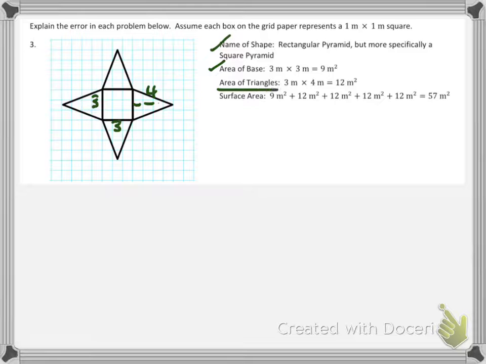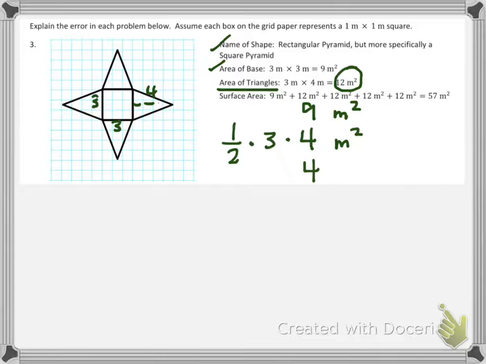Area of the triangles. It should be 1/2 times the base 3 times the height 4. So half of 12 should be 6. This should be 6 square meters, and there are 4 of them. So it should be, the area of the base is 9 meters squared, and then each of these triangles are the same size, so there are 4 of them. So that's one, here's another one, there's the third, 4 meters squared, and then the last one, 4 meters squared.